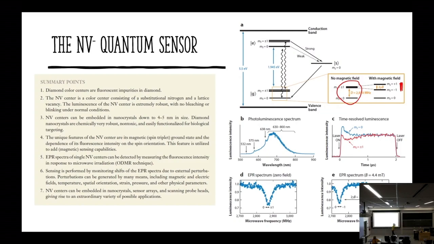The other plots here, this is just the normal luminescence spectrum showing that red luminescence at about 638 nanometers. And then this is the time-resolved photoluminescence showing that fast radiative decay and then the long-lived part of the rest of the excited state manifold.